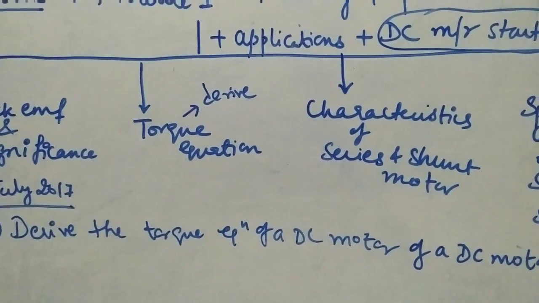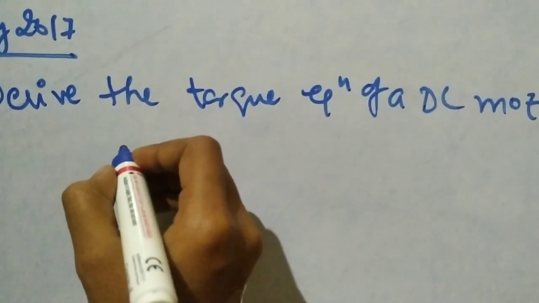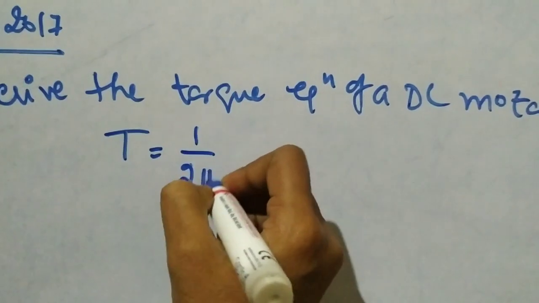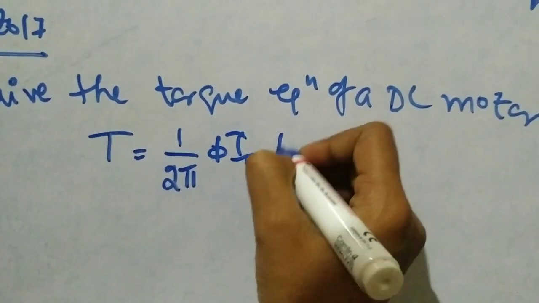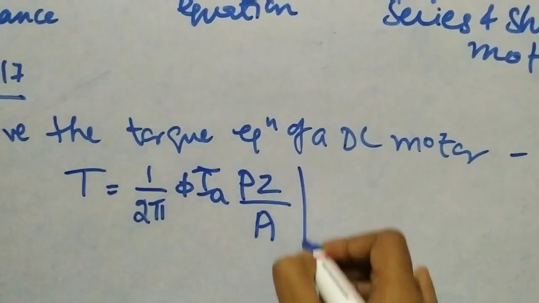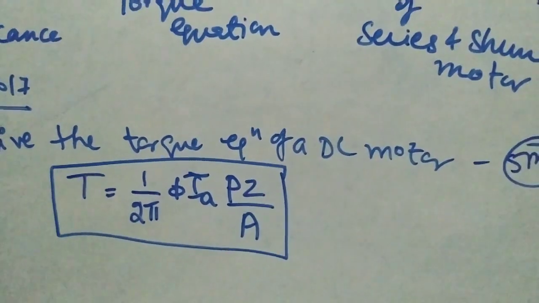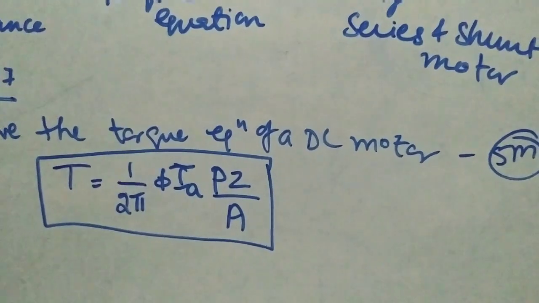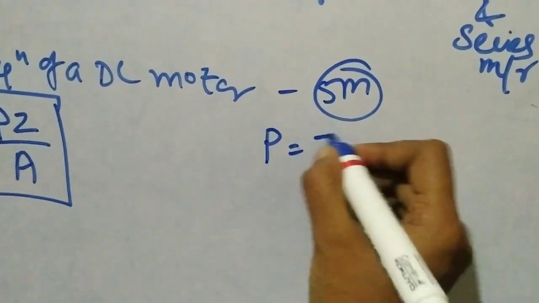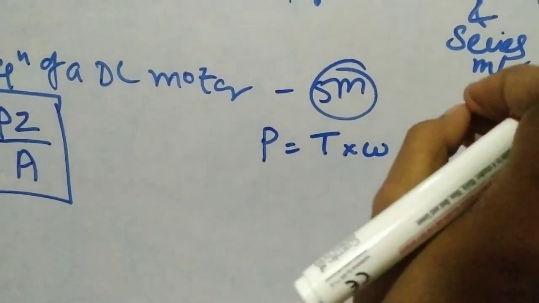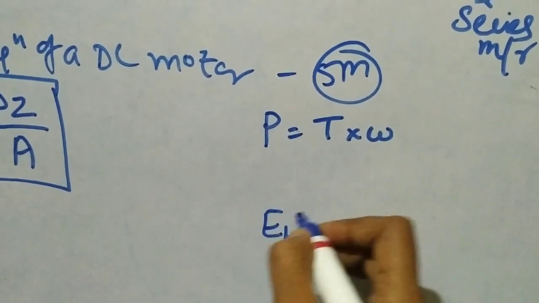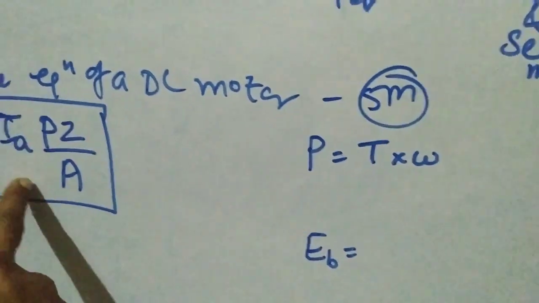So now let us solve this. The torque equation, as you all know, the final derivation, you need to derive is 1 divided by 2 pi into psi into Ia into Pz divided by A. To derive this final expression, the torque equation, what basic formula do you require? The basic formula you have to write down on the side is power P is equal to T into omega. This is a basic thing which you have to remember. Only 2 formulas you require to follow so that you can reach the final derivation.